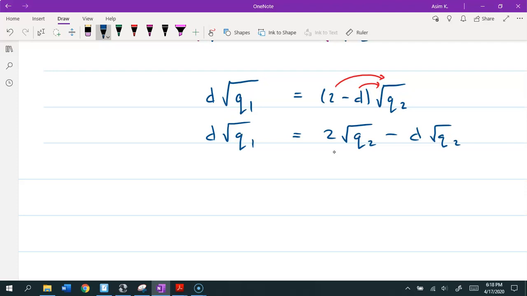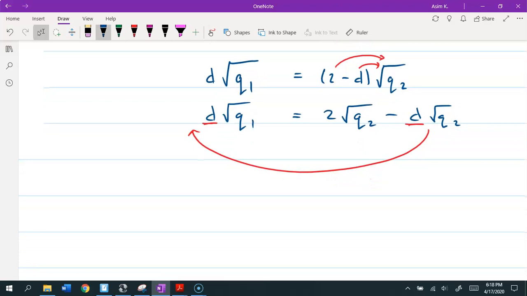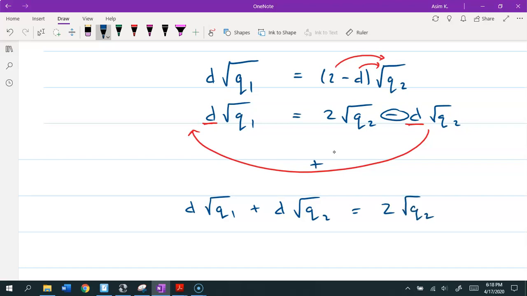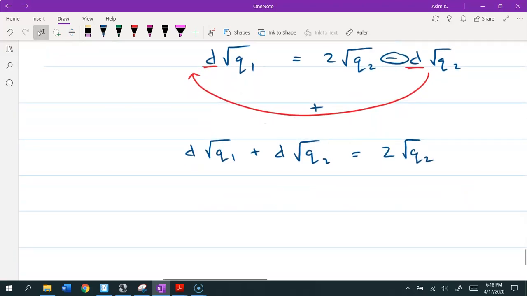The next step that we do is we move, because notice how there's a d on this side and there's a d on this side. So what we'll do is we'll move this expression over to the left side, because that way we'll have grouped the d's. So now we'll have d square root q1 plus, because when the minus comes over to the other side it becomes a plus, d square root q2, and it's equal to 2 square root q2, like this. All right, and we're just about done with this.